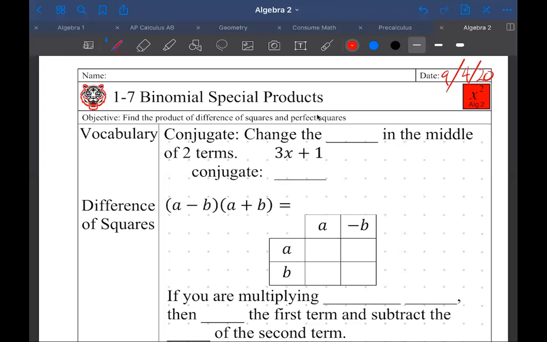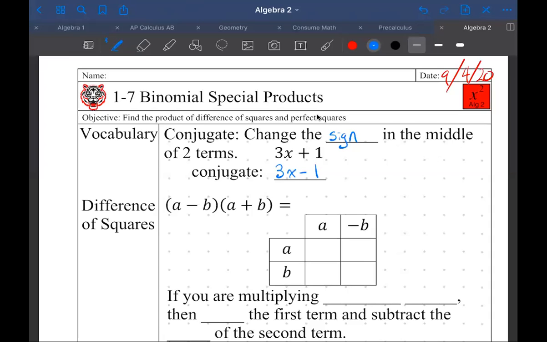So here we go. First, we should define what a conjugate is. Has anyone ever heard of the conjugate before? Maybe in Algebra 1? I don't remember if we've done this in Algebra 1. This might be new stuff finally. No? All right, so the conjugate is changing the sign in the middle of the two terms. So 3x plus 1 will turn into what? Charles. 3x minus 1? There it is, 3x minus 1. Precisely.